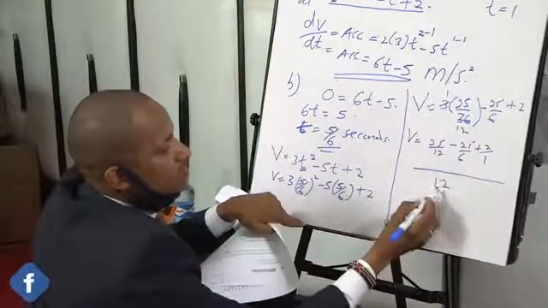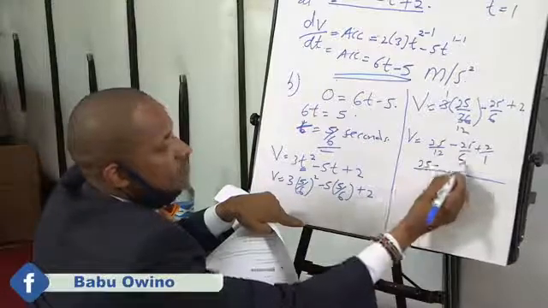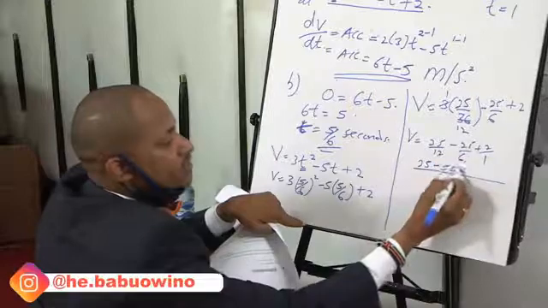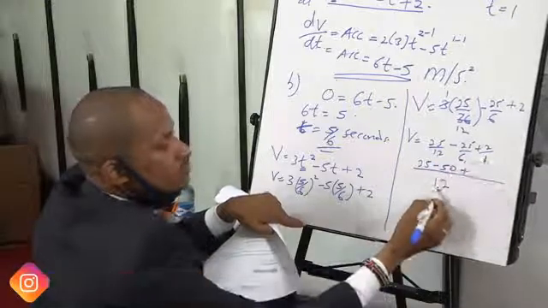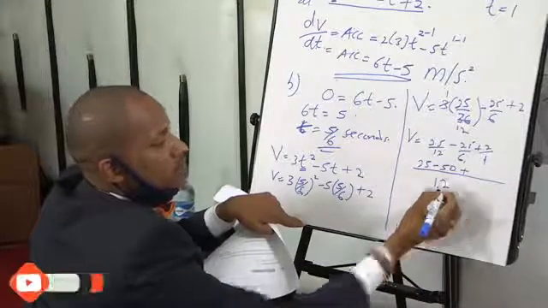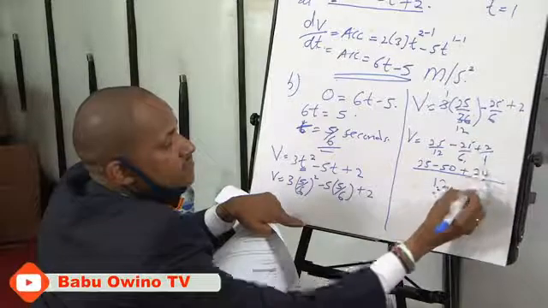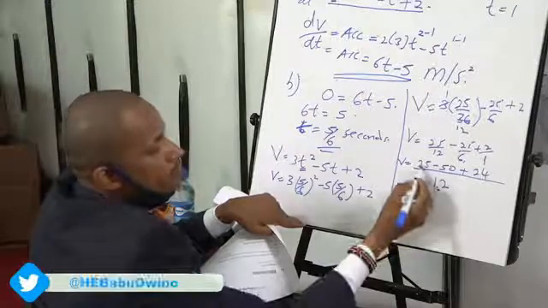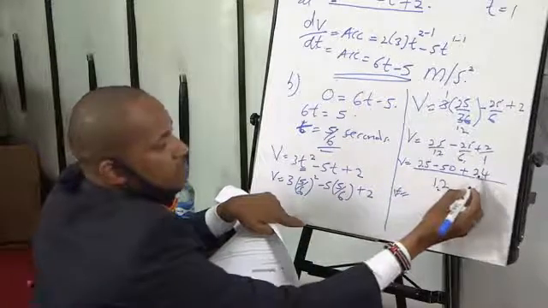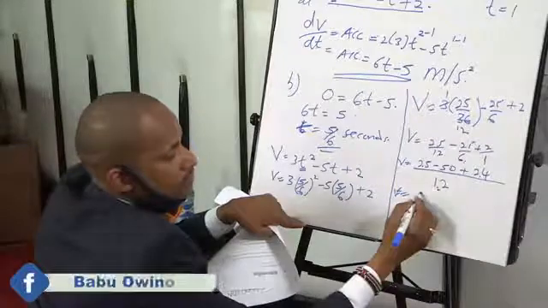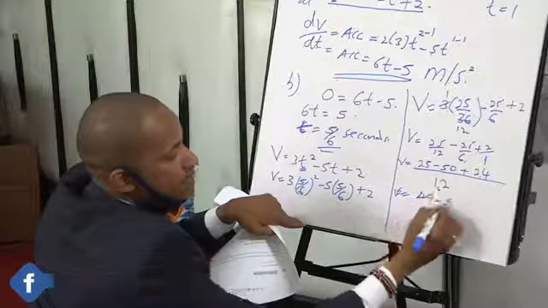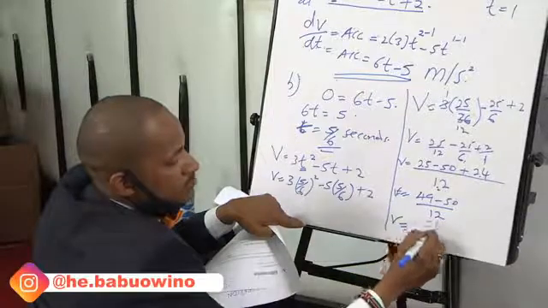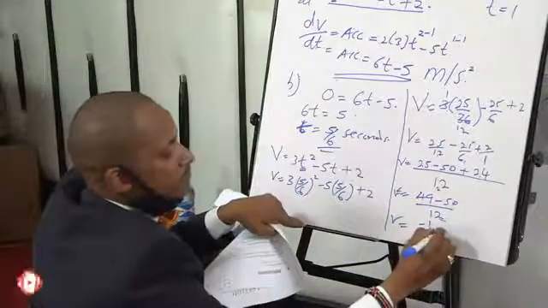12 goes into 12 once, times 25 is 25, minus 12 into 12 twice, times 25 is 50, plus 1 goes into 12 times 2 is 24. When you simplify this, velocity is equal to 25 plus 24 is 49, minus 50, divided by 12. So velocity is equal to minus 1 over 12 meters per second.